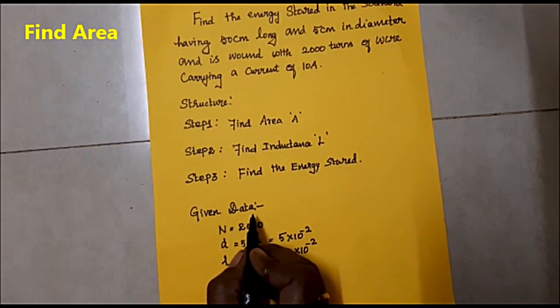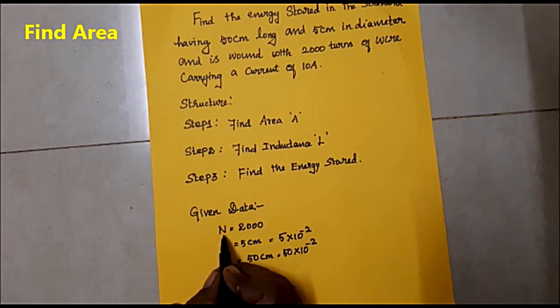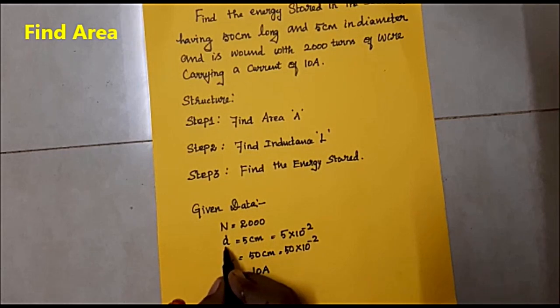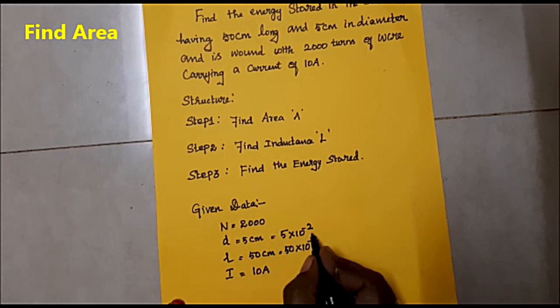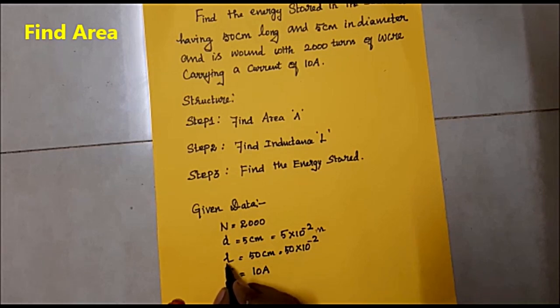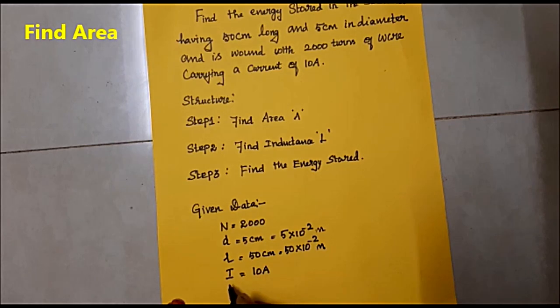Now we are going to see the given data. The data given in the problem are the number of turns, denoted by the letter N, equal to 2000, and the diameter of the conductor, given as D equal to 5 centimeter. We convert it into the standard unit, 5 into 10 power minus 2 meter. The length, denoted by the letter L, is 50 centimeter, which converts to 50 into 10 power minus 2 meter. The current flowing through the conductor is I equal to 10 amps.